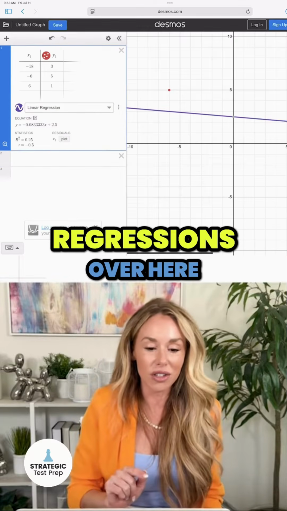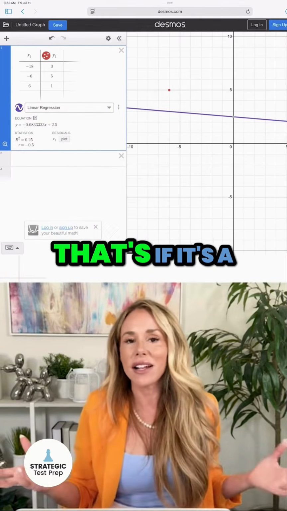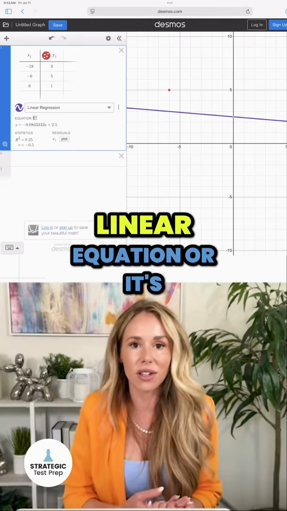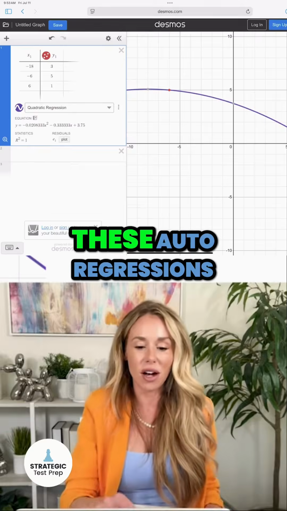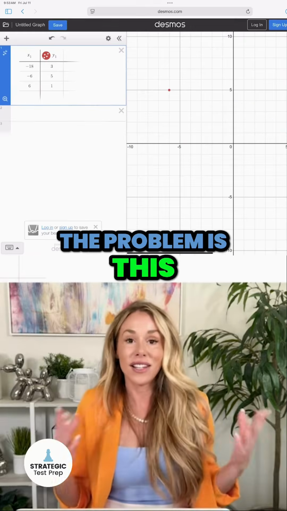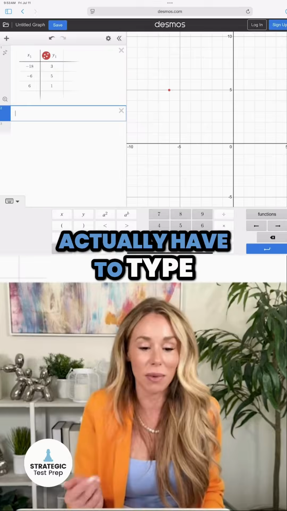Now you have auto regressions over here. So I just hit on the left-hand side, the lines with the dots. That's if it's a simple equation, like it's just a linear equation or it's just a quadratic equation, then you can run these auto regressions. The problem is, this is a little bit more complex than just a simple equation, so we're going to actually have to type it in on the next line.